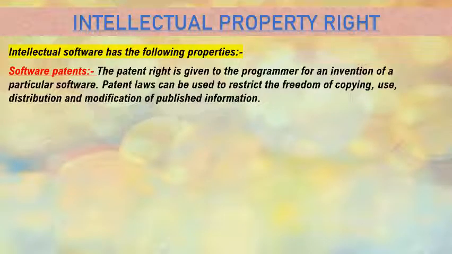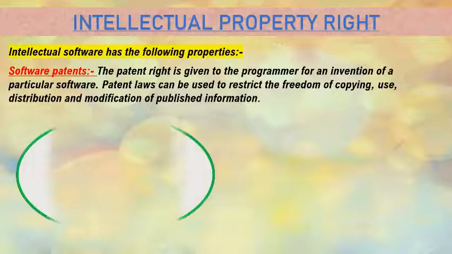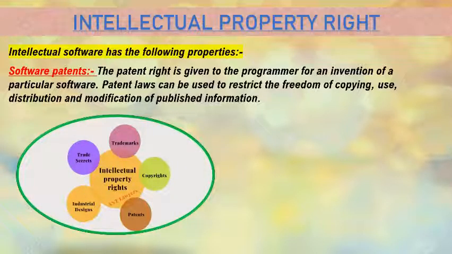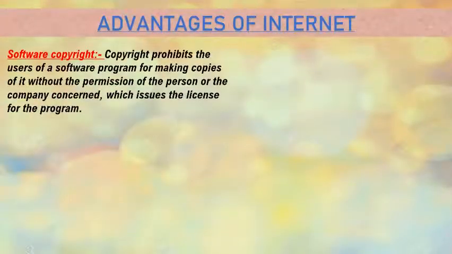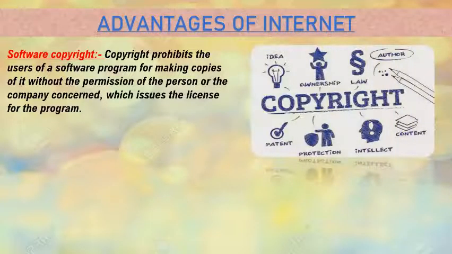First comes software patents. The patent right is given to the programmer for an invention of a particular software. Patent laws can be used to restrict the freedom of copying, use, distribution and modification of published information. Number 2, software copyright. Copyright prohibits the users of a software program from making copies of it without the permission of the person or the company concerned which issues the license for the program.